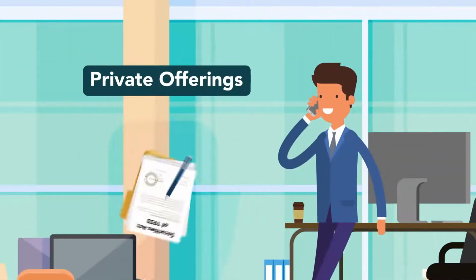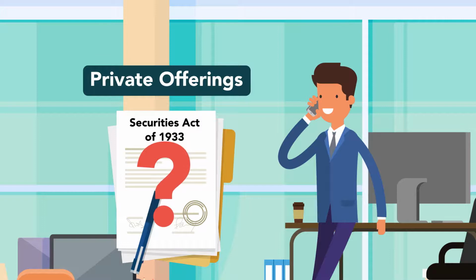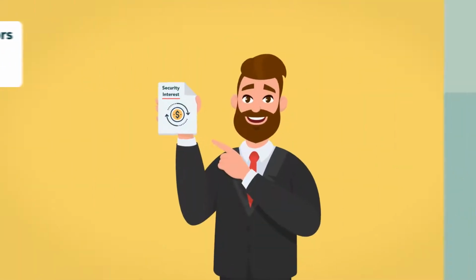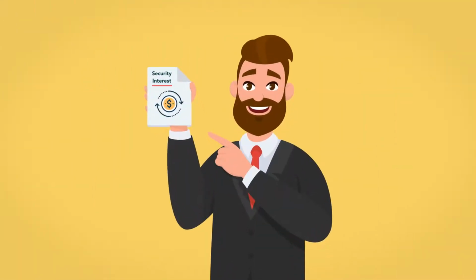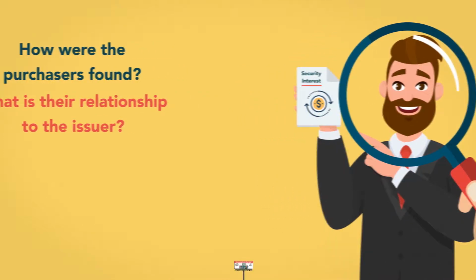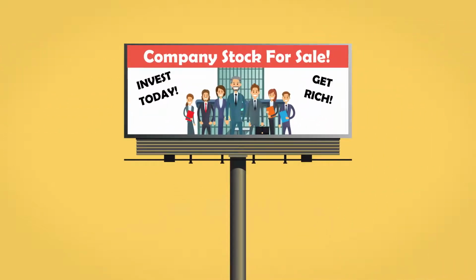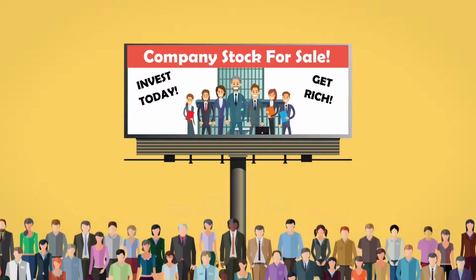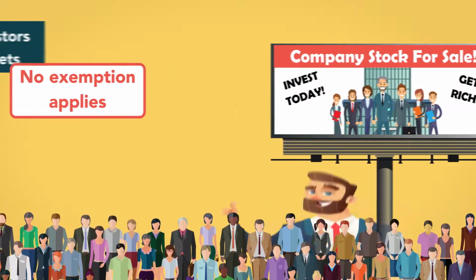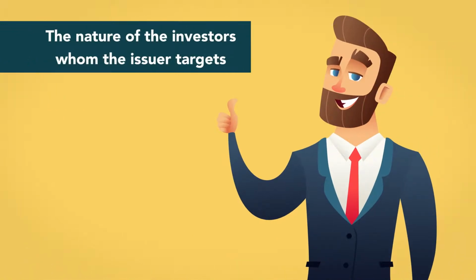The term private offering is not defined in the Securities Act. Courts and regulators consider several factors to determine whether an offering is private or public. The first is the manner in which the company offers the securities. How were the purchasers found, and what is their relationship to the issuer? If there was a general solicitation or advertising to the public at large, or a large number of prospective investors, no exemption applies. The second factor is the nature of the investors whom the issuer targets.